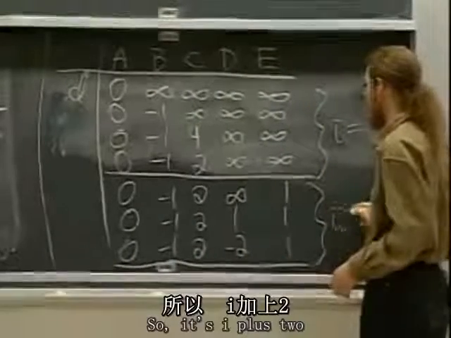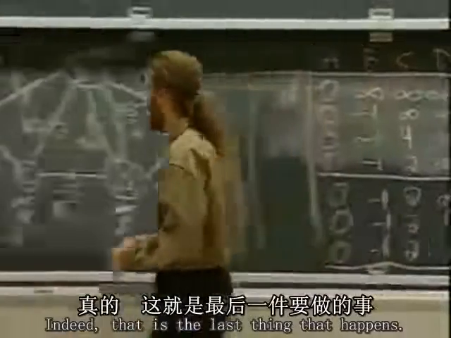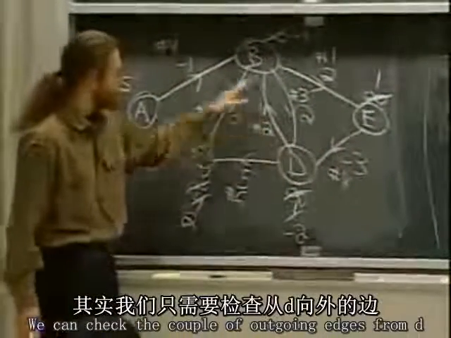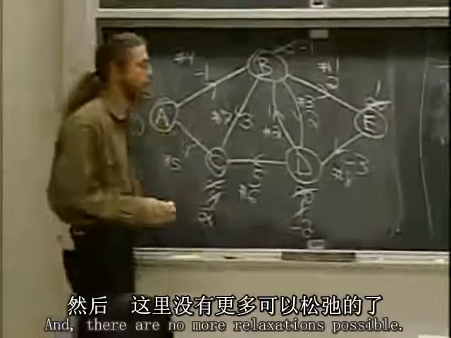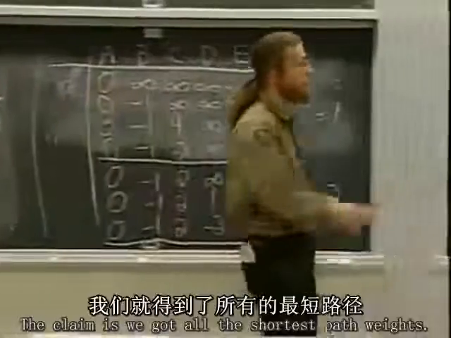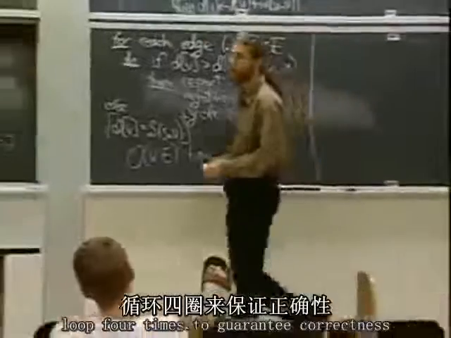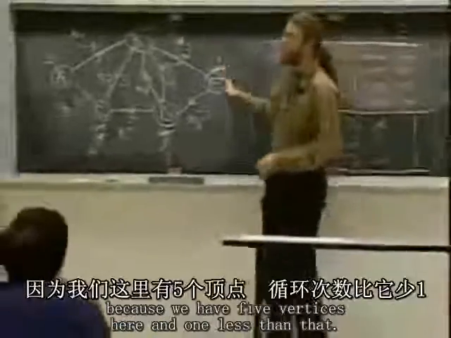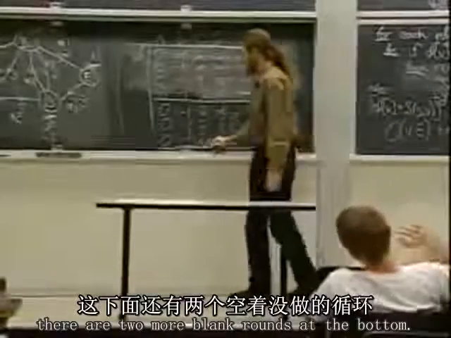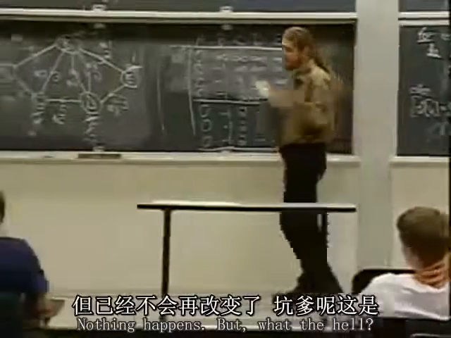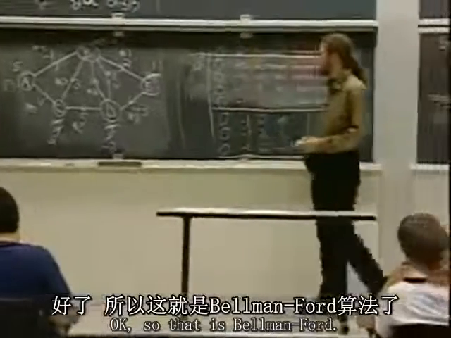So it's I equals 2, because we just looked at the 8th edge. And I'll cheat and check. Indeed, that is the last thing that happens. We can check the couple of outgoing edges from D, because that's the only one whose value just changed. And there are no more relaxations possible. So that was in 2 rounds. Claim is we got all the shortest path weights. The algorithm would actually loop 4 times to guarantee correctness, because we have 5 vertices here and 1 less than that. So in fact, in the execution here, there are 2 more blank rounds. At the bottom, nothing happens, but what the hell? Okay, so that is Bellman-Ford.